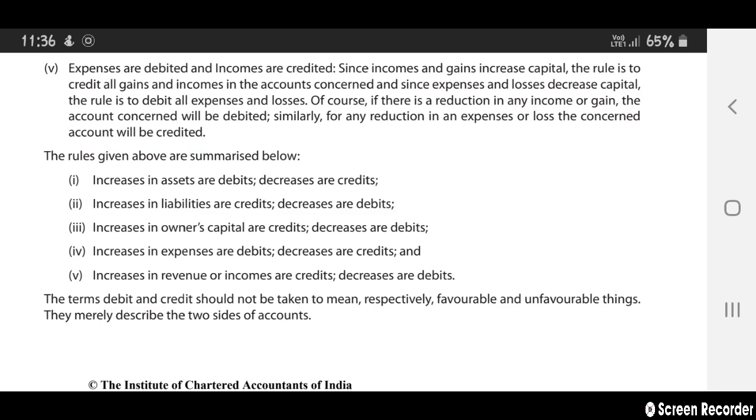Here is a simple summary in one line. You will know: increase in assets is debit, decrease is credit; increase in liability is credit, decrease is debit; increase in owner's capital is credit, decrease is debit; increase in expenses is debit, decrease is credit; increase in revenue or income is credit, and decrease is debit.